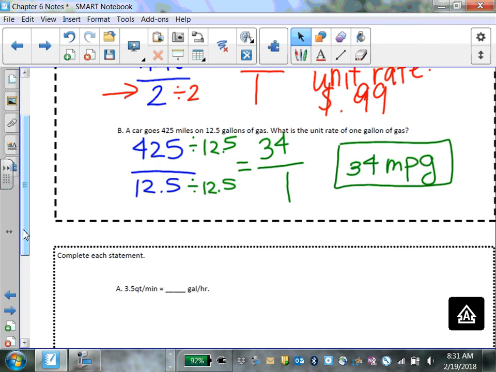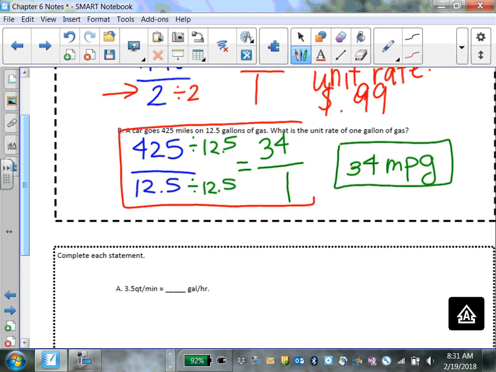Just because you have a calculator does not mean you can just write 34. I should see all of this work. At least, just writing 34 would not give you credit. You at least have to show me all those steps. Questions on this? Unit rate means getting it to 1.